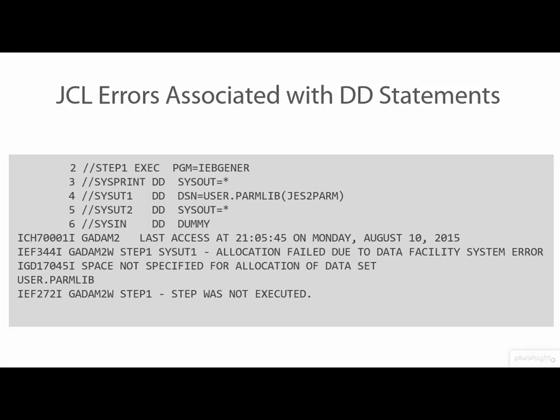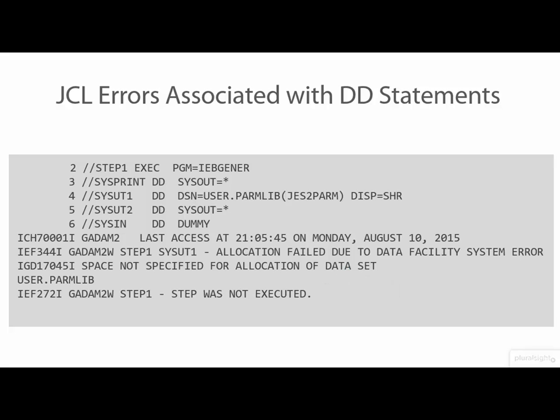In this case, notice that statement 4, which is the dataset name equals USER.PARMLIB with JES2PARM in parentheses, has no disposition parameter coded here. As a result, the default is a disposition of NEW, DELETE, DELETE. But a new dataset requires a space parameter. Since that has not been coded, we see that the system has generated an error message indicating that the job failed because no space parameter was provided for the allocation of that dataset.